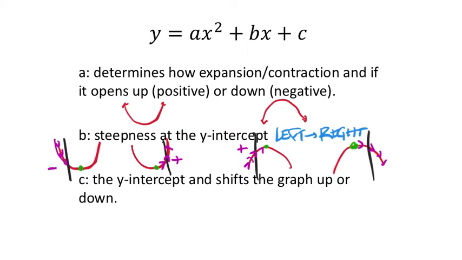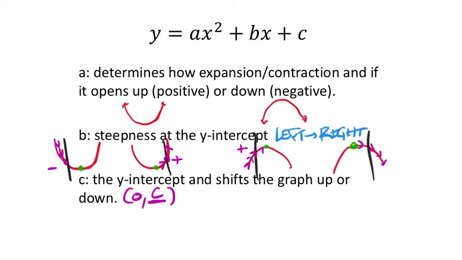Now the last part here, the y-intercept, shifts the graph up or down. Really, you're just looking at the c value, because at your y-intercept, your x is always going to be 0, and you just find your corresponding y-intercept. For these particular problems, it is the c value.